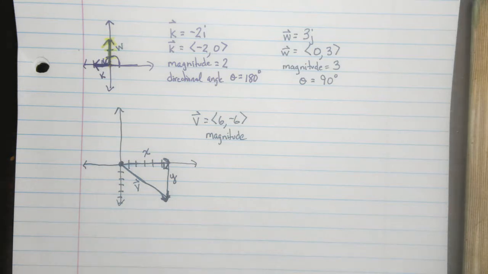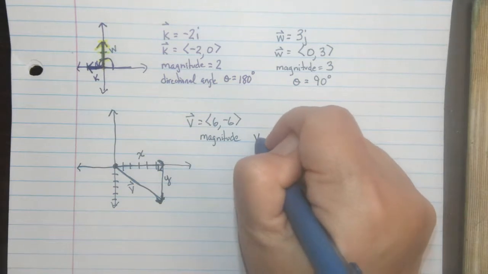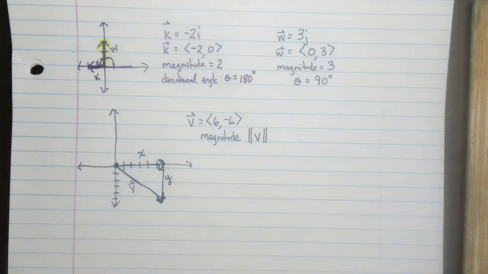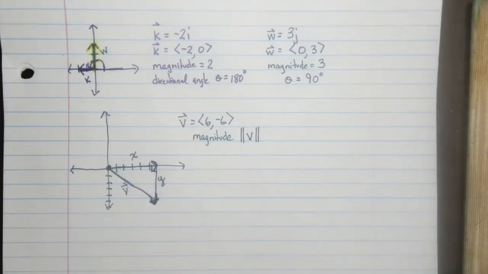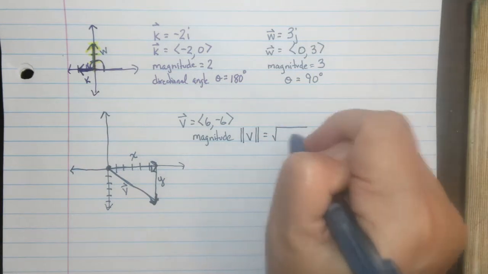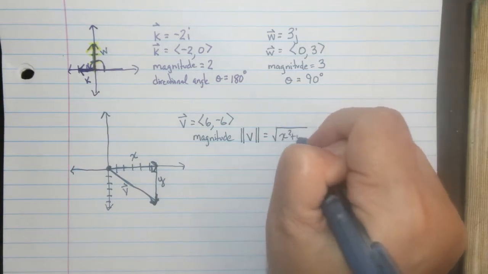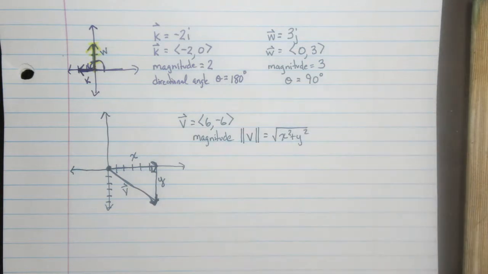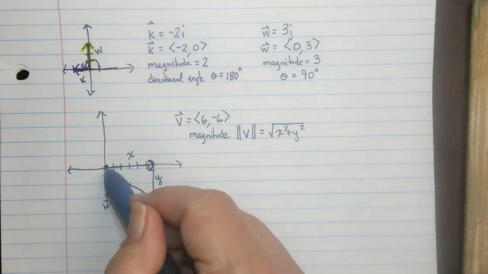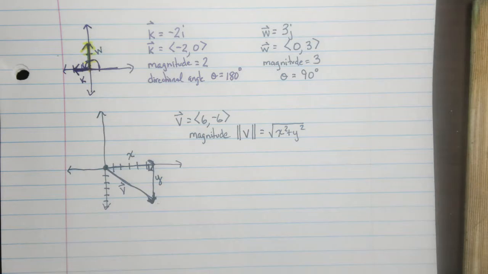So to find the magnitude, and we write magnitude like this, the letter v with two little lines here and two little lines here, kind of like a double absolute value, it's just going to be the square root of x squared plus y squared. It is going to be the Pythagorean theorem, because we are measuring the distance of this hypotenuse.